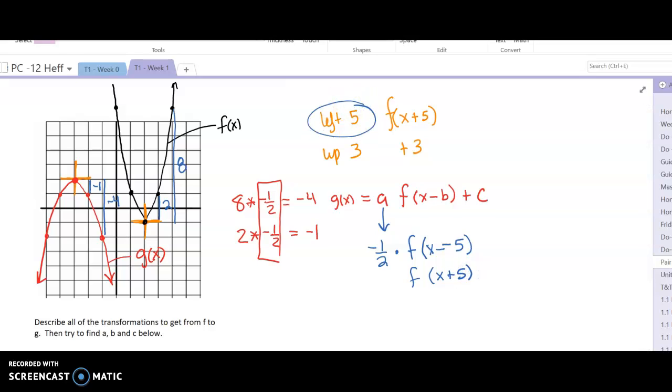That means that b had to be a negative 5 this time, so that when I plug in negative 5, I'll get x plus 5. And the last thing, c must have been negative 3. So we have a equals negative 1/2, b equals negative 5, c equals negative 3.